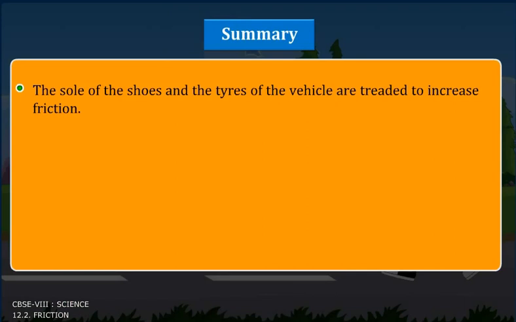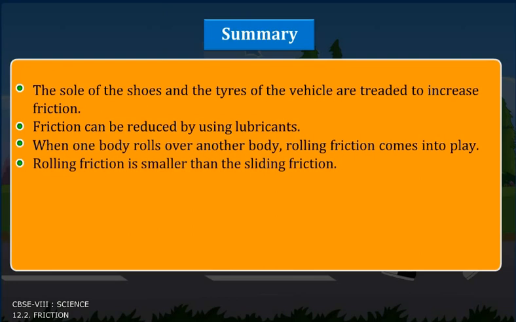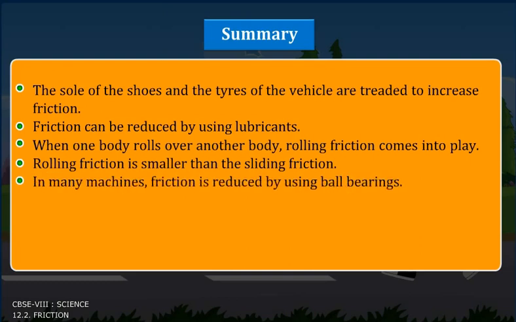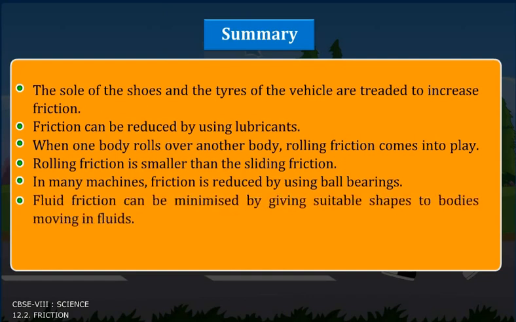Summary: The soles of shoes and the tires of vehicles are treaded to increase friction. Friction can be reduced by using lubricants. When one body rolls over another body, rolling friction comes into play. Rolling friction is smaller than the sliding friction. In many machines, friction is reduced by using ball bearings. Fluid friction can be minimized by giving suitable shapes to bodies moving in fluids.